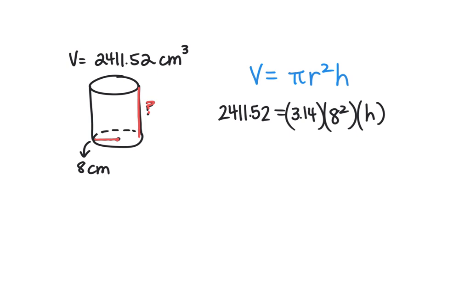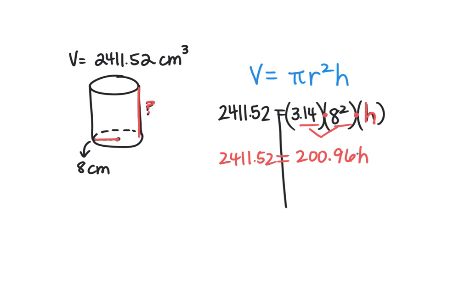So when you were in 7th grade and then again this year in 8th grade, you solved equations. So I'm going to just draw my line down and I am going to try to solve this equation. So my goal is I want to get the variable h by itself. Before I do that, I'm going to work out the things that we know. So I have 8 squared, which I know is 64, times 3.14. So over here, when I multiply those two things, I get 200.96, and then I still have times h equals the 2411.52.